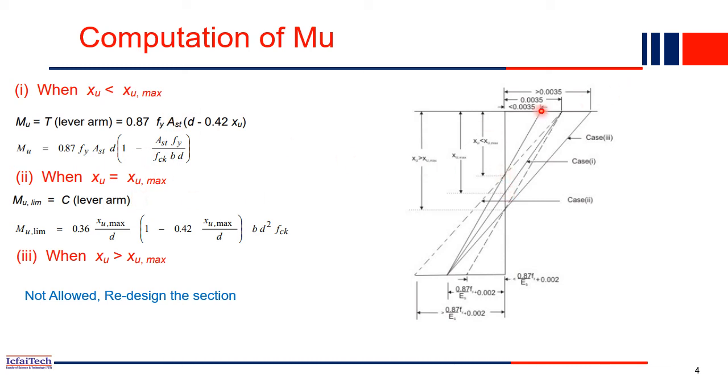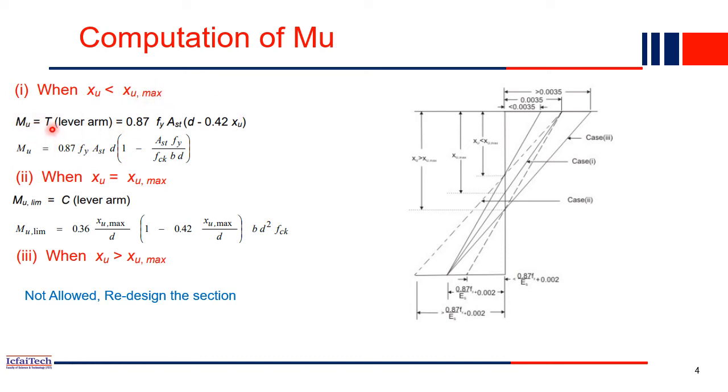The second case is when Xu is equal to Xu max, which means both the fibers are failing simultaneously, and case 3 is when Xu is more than Xu max, which is not allowed. If you get this type of situation, you have to redesign the entire beam. So only the first two cases are allowed. When Xu is less than Xu max, how much is Xu max? That we derived in the last slide also. So in that case, what is the moment?